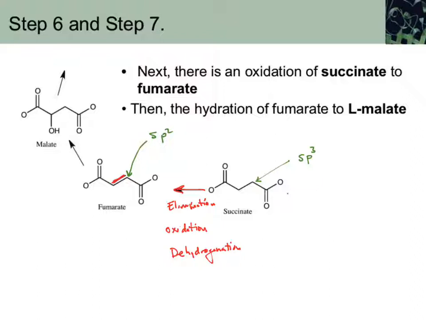Yes, Terry? So would you say that every time that you have an elimination reaction, it's an oxidation? No. It depends what you eliminate.